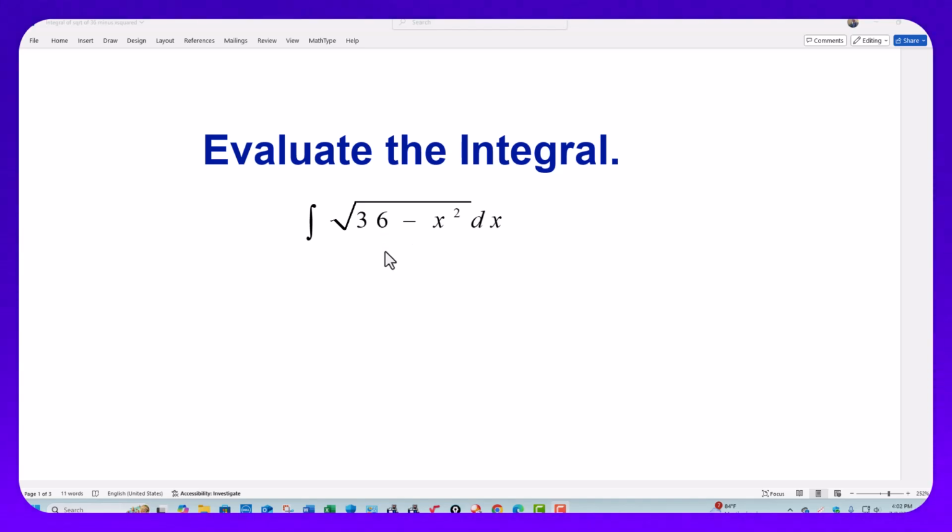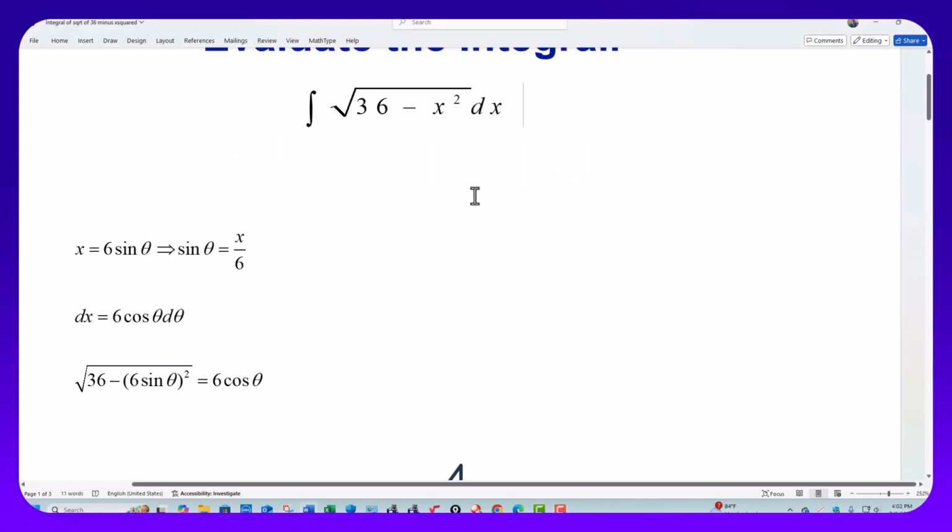Sometimes the radical will appear in the denominator. In this case, it's in the numerator. So the objective is to rewrite this integral in terms of the variable theta. So we don't want an x. Instead of dx, we want a d theta. So like I said, it's going to be a sine substitution.